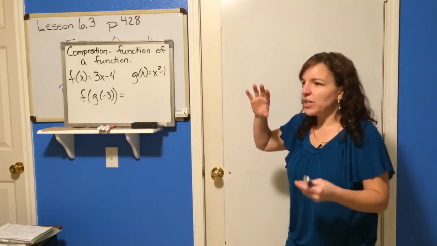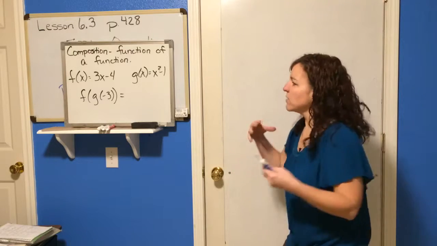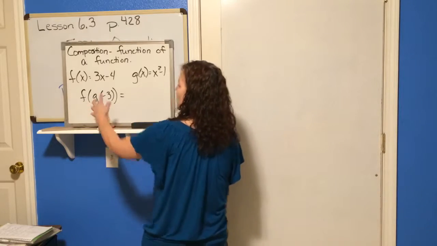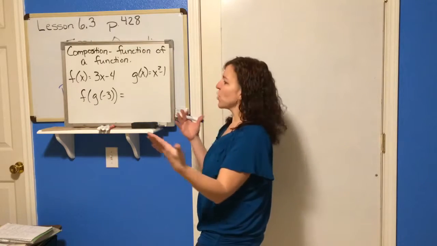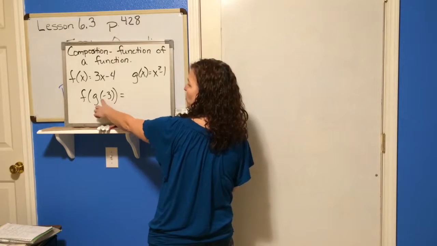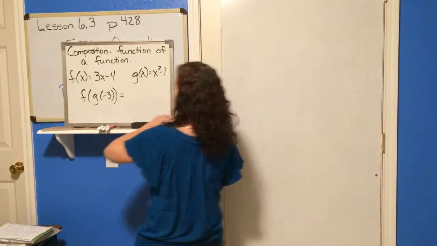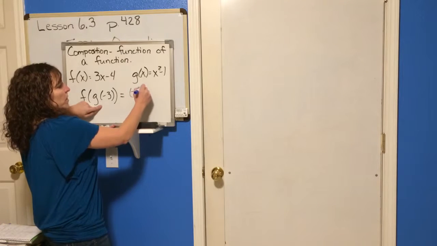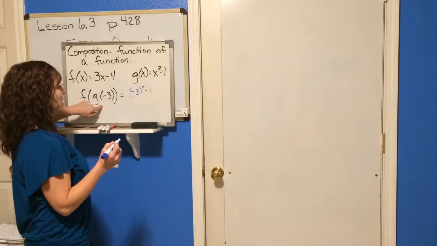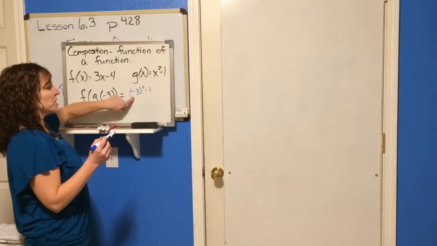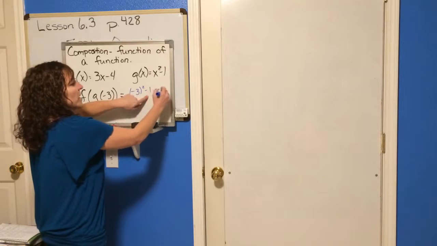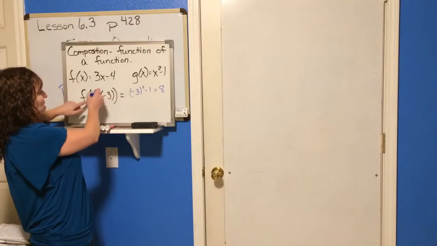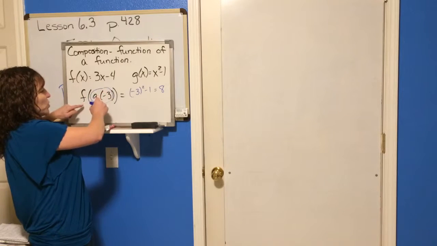All right, so what you've got to do is just take one step at a time and don't get all freaked out. You're going to work from the inside out. g of negative 3 is easy. You know how to do that. You're just going to substitute negative 3 for the x in the g function. So this is going to be negative 3 squared minus 1. Well, that's easy. Negative 3 squared is 3 times 3, which is 9. 9 minus 1 is 8. So g of negative 3 is equal to 8.